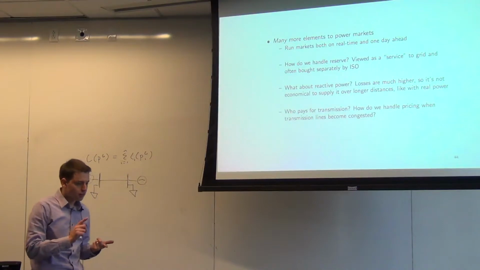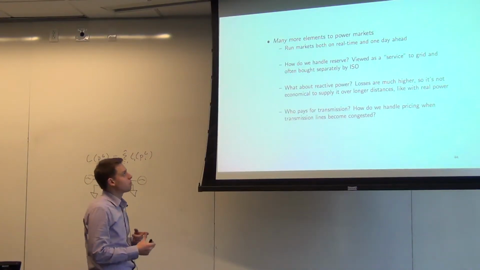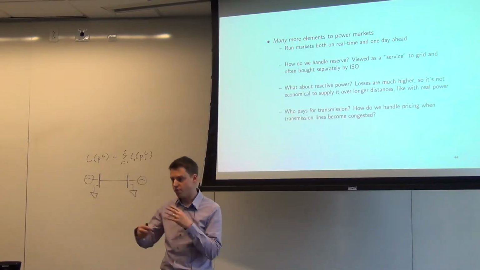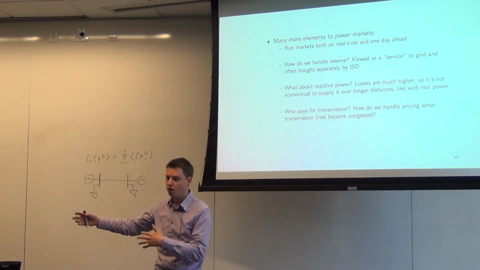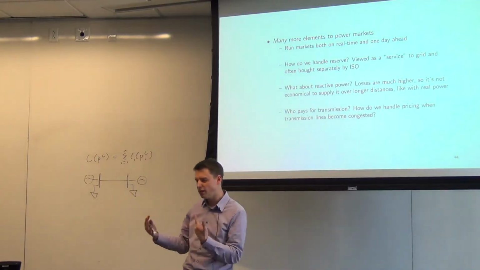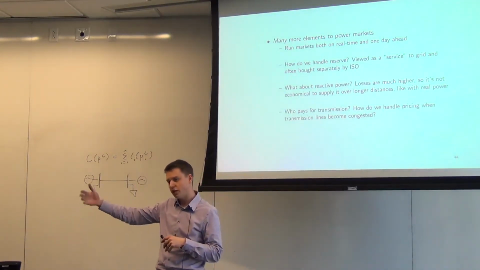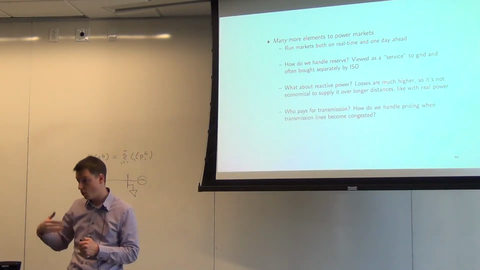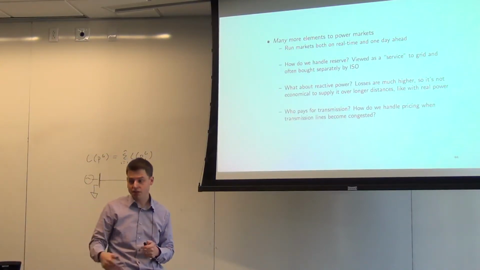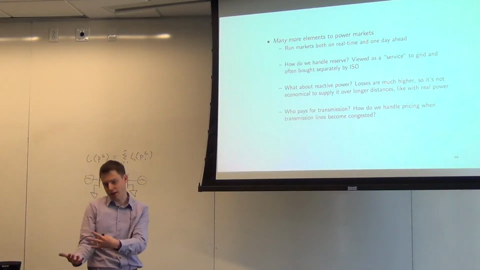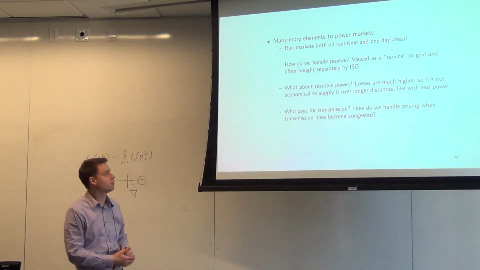And a couple other points. In reality, we do run these markets at multiple time scales, right? So we run them once a day ahead, for example, because we have some maybe good idea about what loads are going to look like tomorrow, and we want to give generators time, the ones that take a while to start up, time to get going so that they can be producing the power that we want at the time that they're required to.